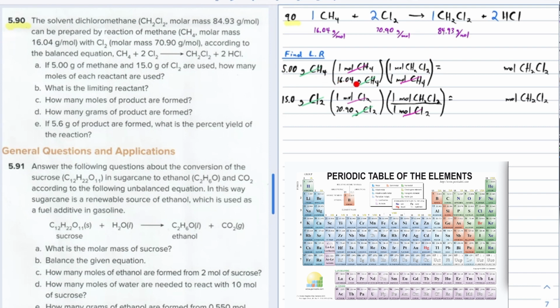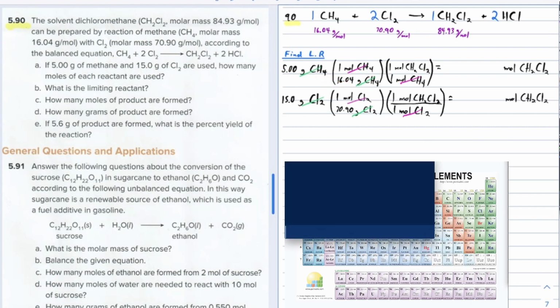And so 5 over 16.04, let's punch that in. 5 over 16.04, and I get 0.31172. This would be a 3 sig fig number because of the 3 sig figs here. And then similar calculation for chlorine. 15 grams of chlorine, convert grams to moles using the molar mass. And then go from moles of chlorine to moles of product.